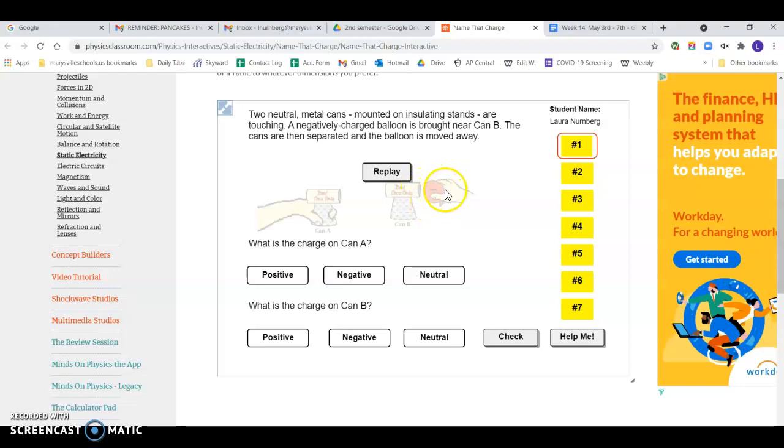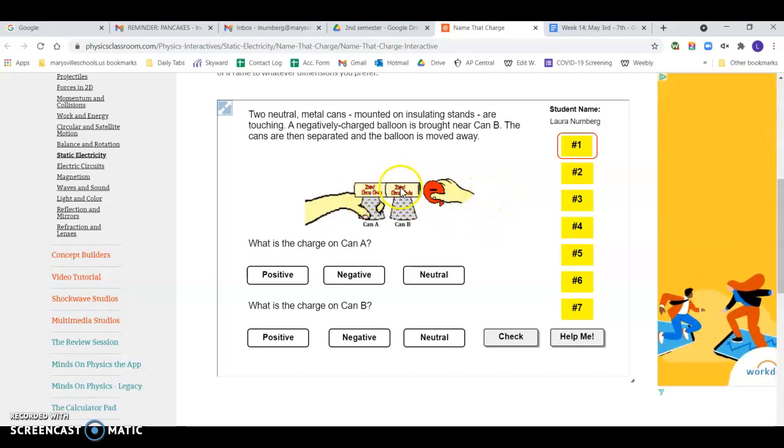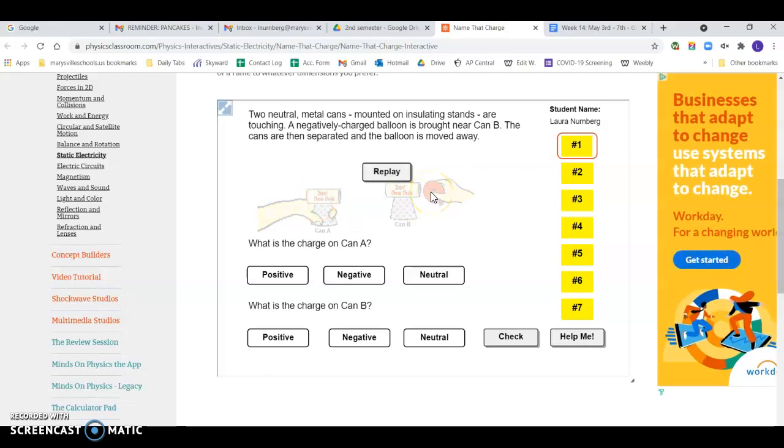It could be asking you about the balloon. It could be asking you about either of the cans. In this case, it's asking about can A. It's asking about this can. So if we think about what's going to happen here, as the balloon is brought forward, these are conductors. So the negative charges are going to want to move away from this balloon. So those negative charges, the electrons in other words, have moved to can A, so that can A becomes negative and can B would be positively charged.